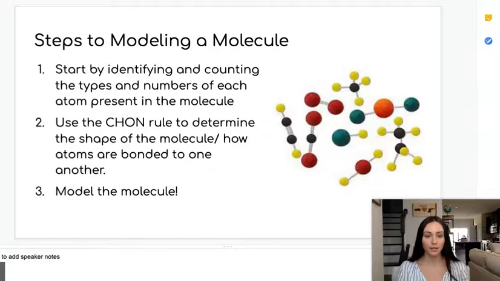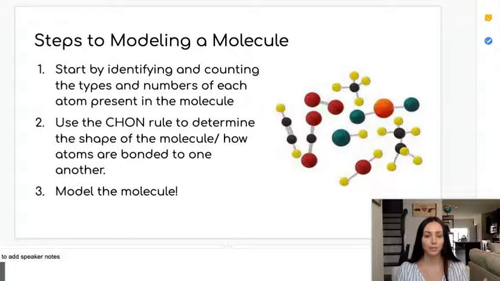So in steps to modeling a molecule going from chemical formula to a complete model, start by identifying and counting the types and numbers of each atom present in the molecule. We learned how to do this in our reading chemical formulas lesson. If you need a refresher, please go back and watch that video.